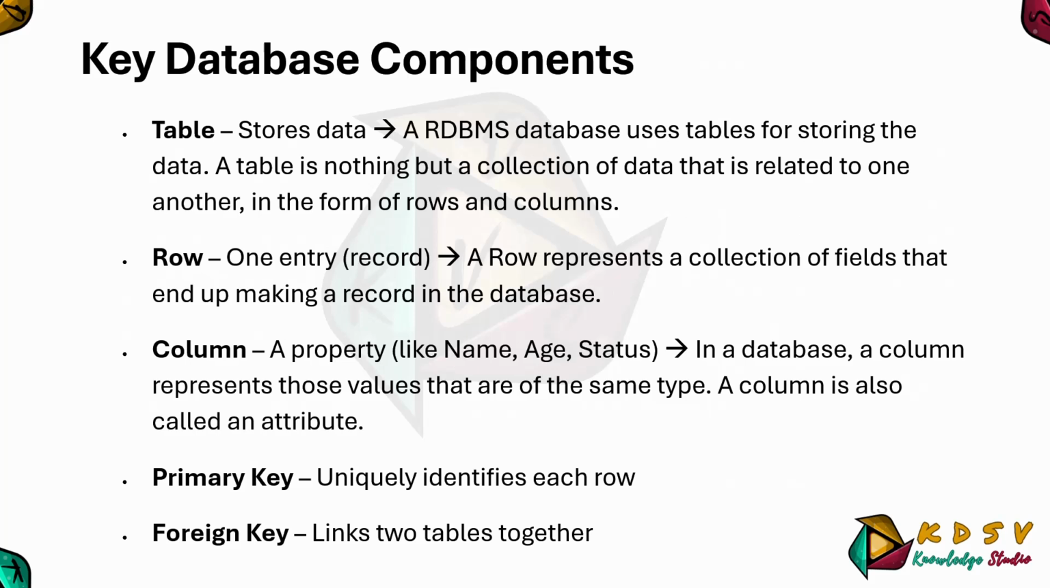Foreign key links two tables together. A foreign key is a column in one table that creates a link between the data in two tables. It refers to the primary key in another table to enforce data integrity. Key features of the foreign key are: creates relationships between tables, parent and child relationship, enforces integrity, ensures data in one table matches the data in another table, can have duplicates and can be null, unlike primary keys, and helps in joining tables in SQL queries.